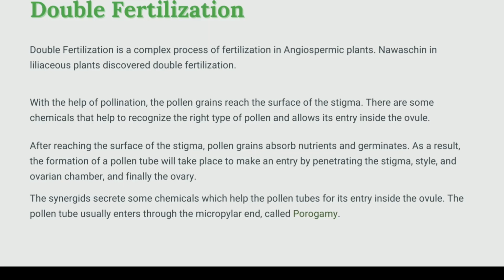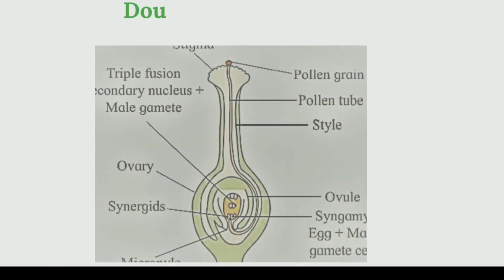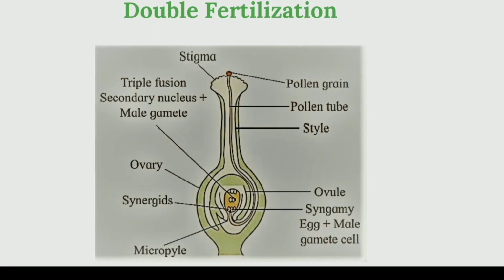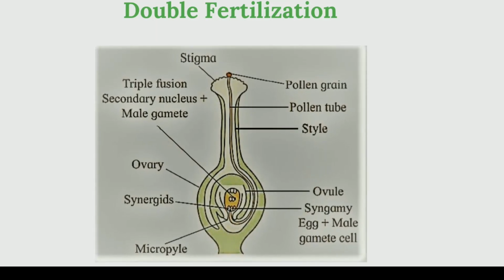Once the pollen enters, it starts absorbing some nutrients and starts germination. As germination begins, a pollen tube arises. That pollen tube will enter and reach the female body. As we can see in the figure, the pollen tube runs throughout the style and reaches the female gamete.